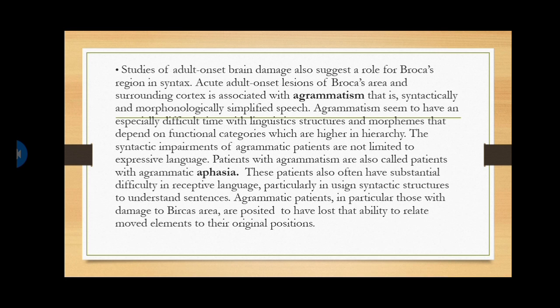The syntactic impairments of agrammatic patients are not limited to expressive language. Patients with agrammatism are also called patients with agrammatic aphasia, which means patients who are often able to use content words like nouns and verbs. These patients often have substantial difficulty in receptive language, particularly in using syntactic structure to understand the sentence. So it is quite confusing, or quite complicated, for them to understand syntactic structures.